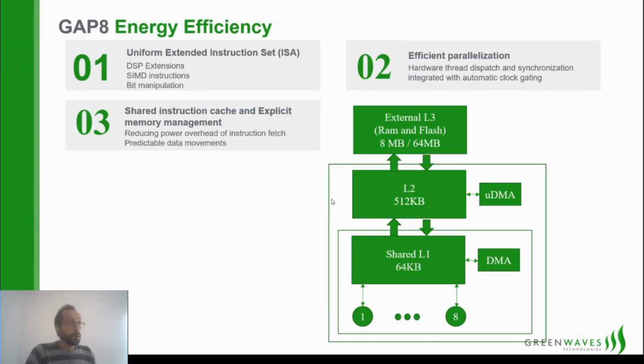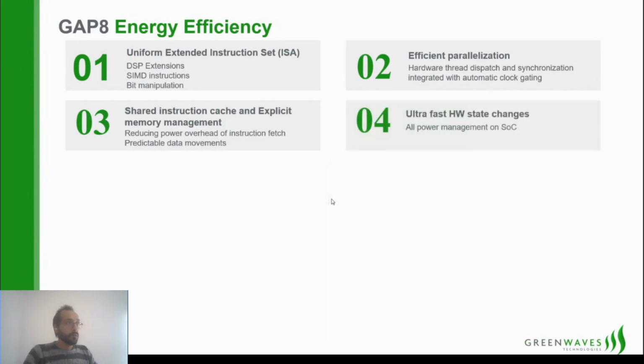Which enables us, if we know that we are going to implement algorithms which have predictable data movement, to program the DMA, and so to avoid all the circuitry that is needed in caches to keep them fresh and to load data. And also we avoid all the cache misses that we would have. And the fourth one is that we have fast hardware state changes.